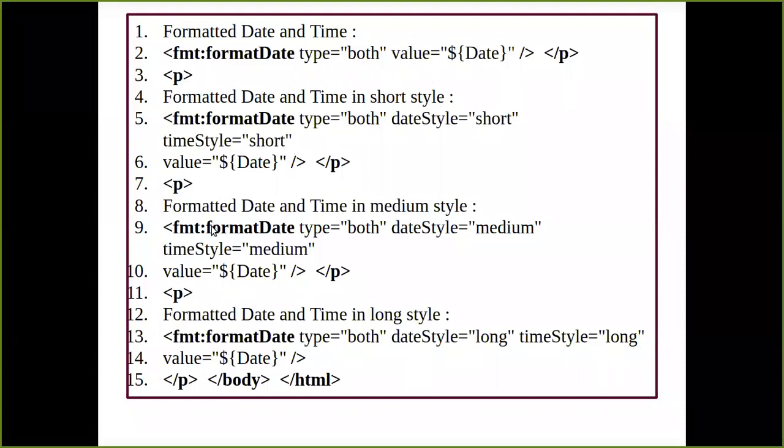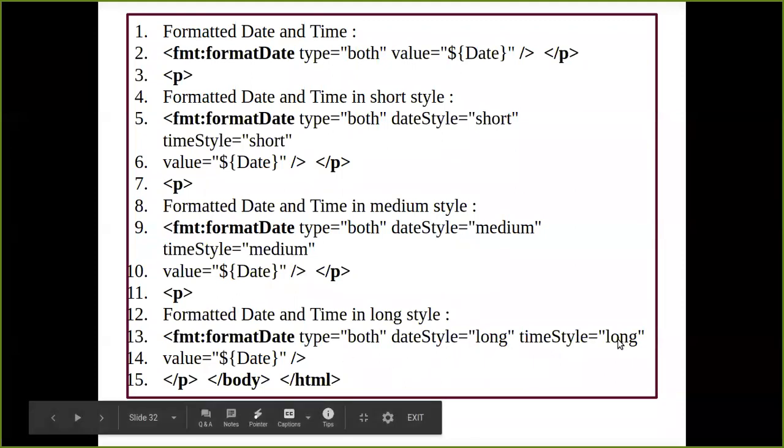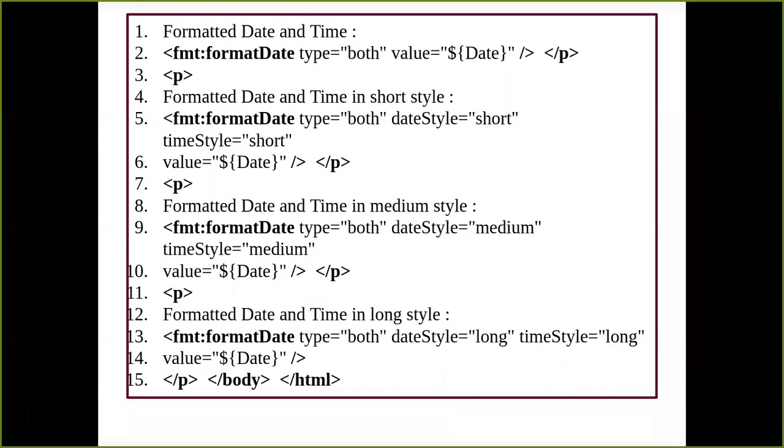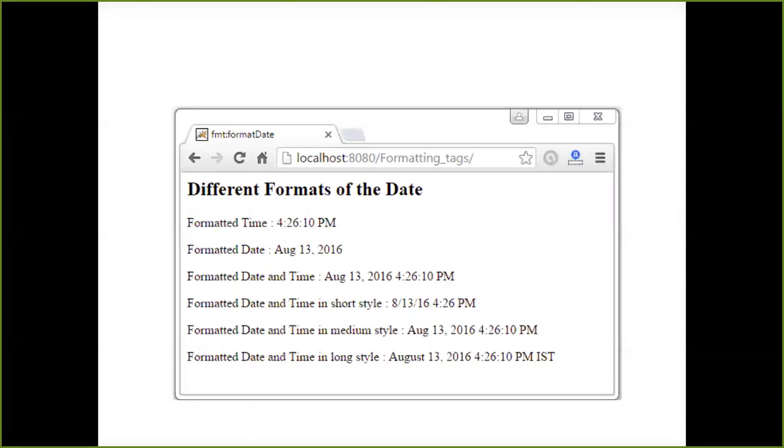Then we write format date, type should be both, date style medium, time style medium, and similarly you're going to write long. I hope you have understood. Even if you write four to five lines of code properly, you can just copy and paste it. So this is the output you are going to get.